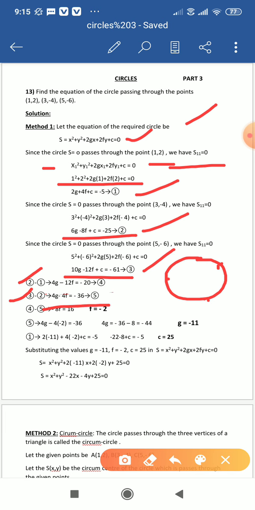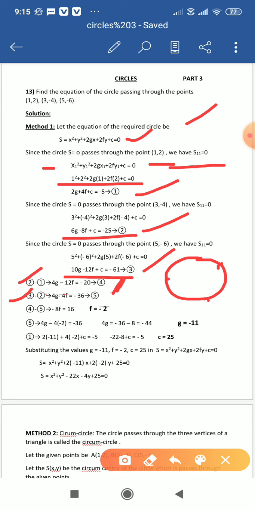Like that we have another equation in terms of g and f. So equations 4 and 5 are in terms of g and f. Now there are two equations, two unknowns. By using 4 and 5, we eliminate either g or f. Here there are 4g and 4g.